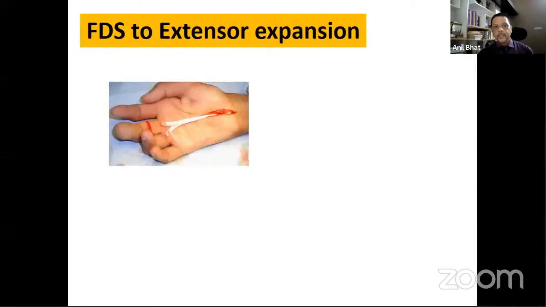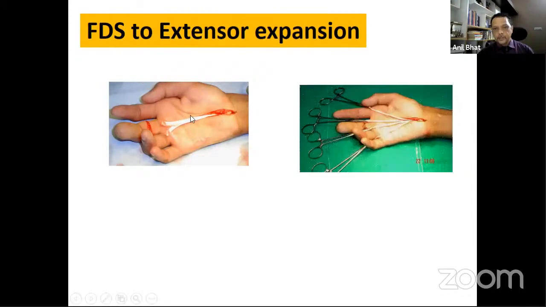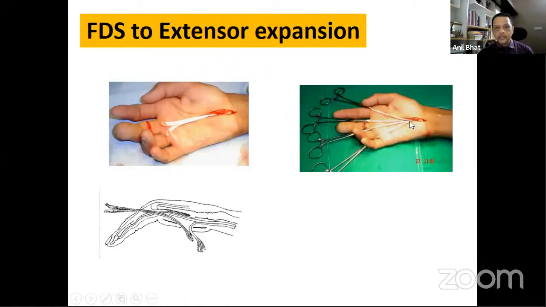So this is an FDS. We have taken it from the middle finger here, and it comes out of the carpal tunnel here. It has 2 slips already there. It divides into 2. All of you know that. So that is made into 4 slips. Each one is split into 2. It is made into 4 slips here like this.